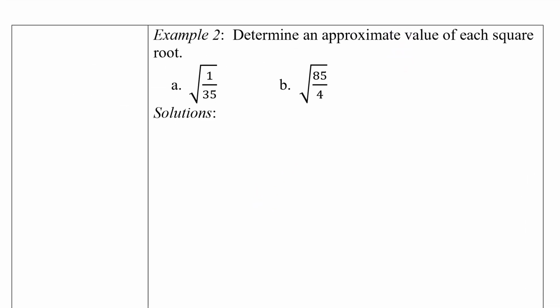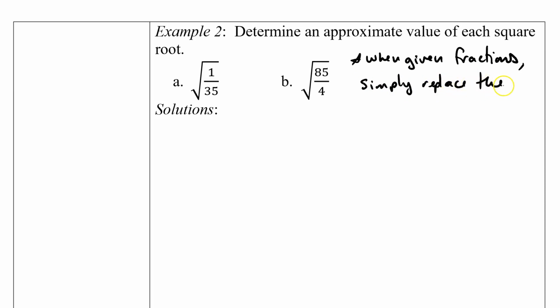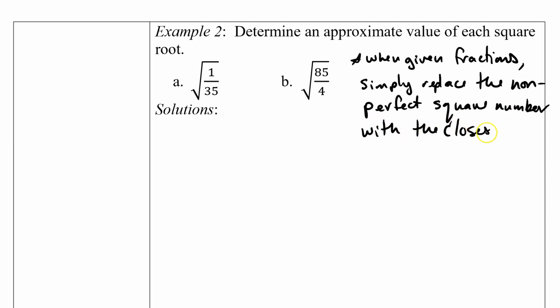So example 2, this one just has to do with fractions. Determine an approximate value for each square root. So when given fractions, simply replace the non-perfect square number with the closest perfect square.